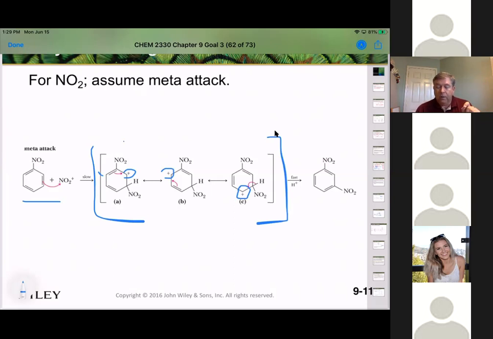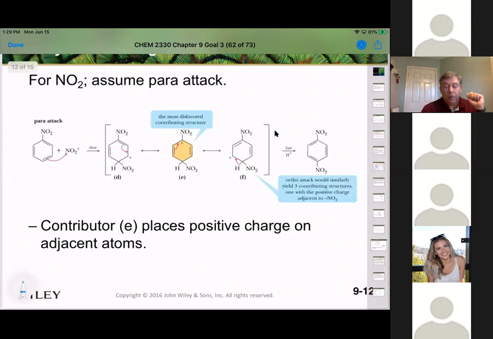But what if we attacked instead at para? What we have now is that our carbocations are going to move around to here, here, and here. The ones here and here have the same stability as the carbocations from the previous contributors. However, this one is next to our partially positive substituent. So now you have a partially positive substituent and a positive carbocation. Now they're going to repel each other.